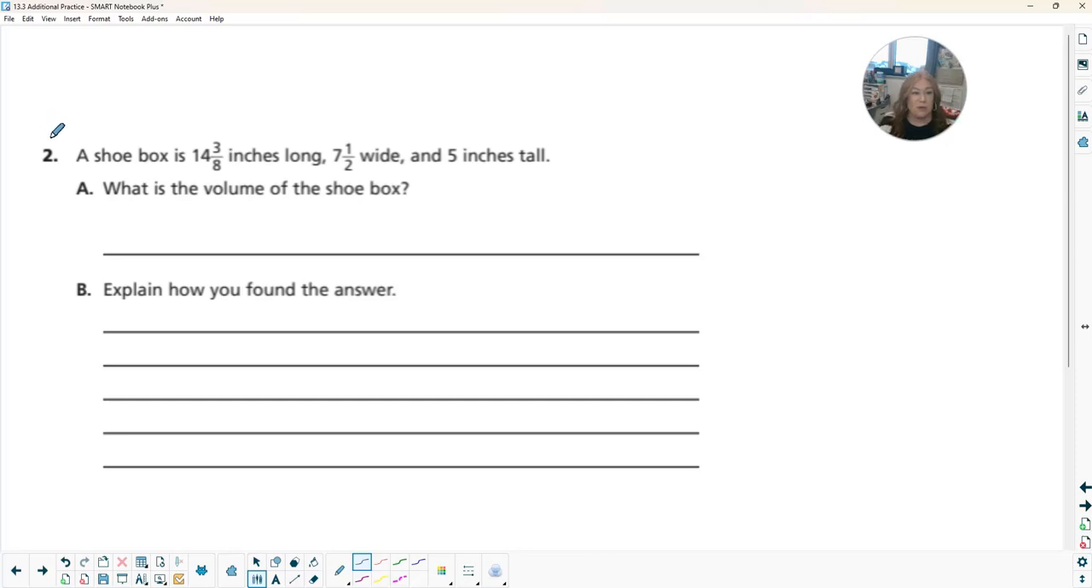All right, number 2, a shoebox is 14 3/8 inches long, 7.5 wide, 5 inches tall. So we're just looking for the volume. So we're just taking length times width times height. We have fractions, so we know we need to make them improper. We can look to cancel things out. And then you need at least one sentence here telling me how you found the answer, and make sure you get your correct label.